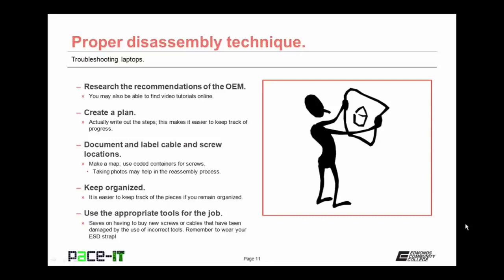Once you've decided that it's time to disassemble it, create a plan. Actually write out the steps. It makes it easier to keep track of progress as you can check off the steps as you do them. Once you start, document and label cables and screw locations. Make a map. Use coded containers for the screws. Keep everything organized. It's easier to keep track of pieces if you remain organized.